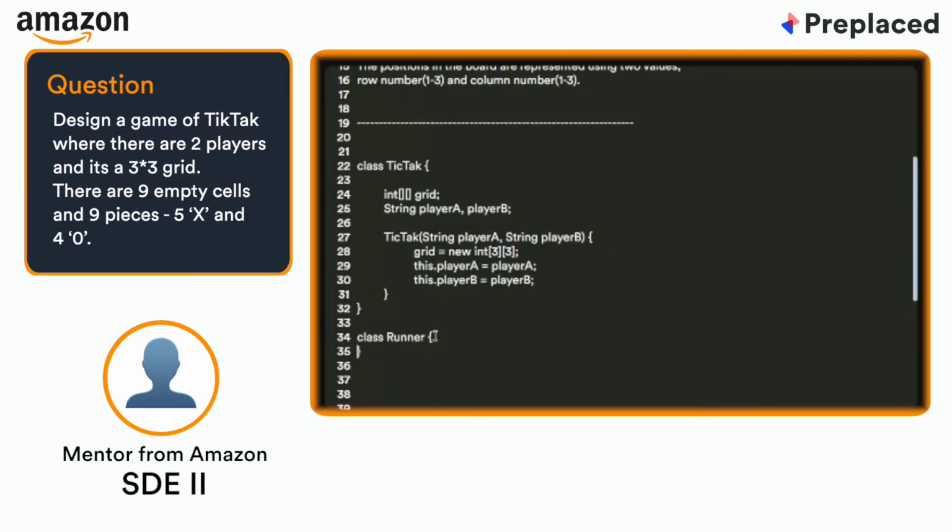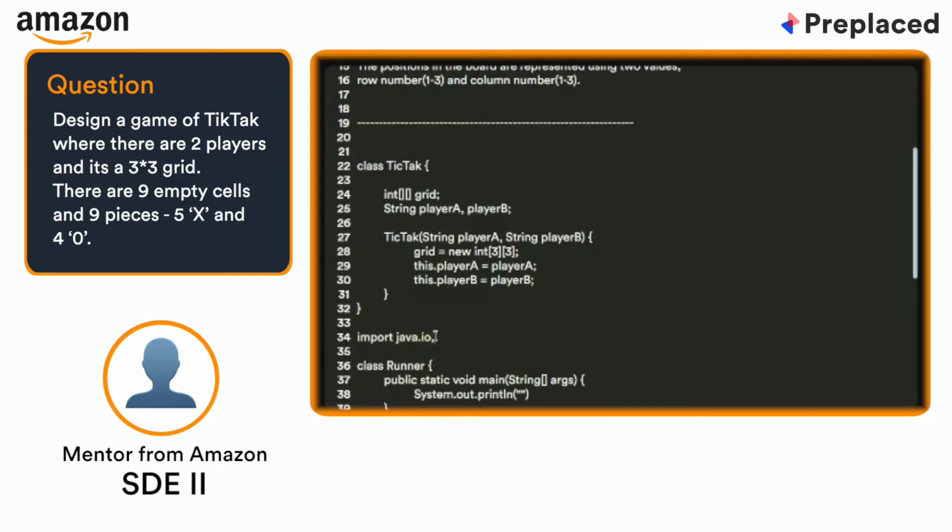Okay, so in my runner class, public static void main. Now here, I will be printing. Okay, I need to import that thing first. So import.